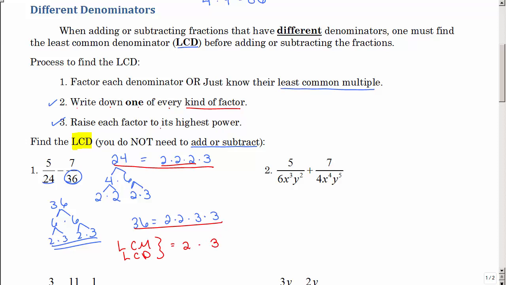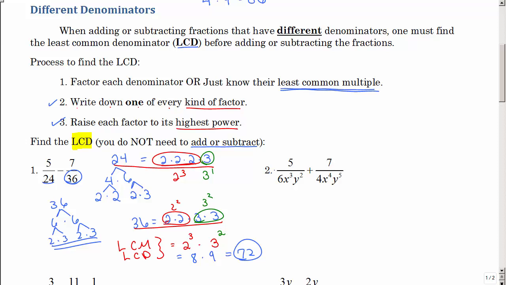Raise each factor to its highest power. Well, this would be 3 of them. This would be 2 of them, so the highest power would be to the third power. I have 3 of them. And then my 3's, that's 3 to the first, that's 3 to the second, so I need a 2 there. Now let's multiply that out. That's 8 times 9, which is 72. And again, if you knew their least common multiple, you were done.